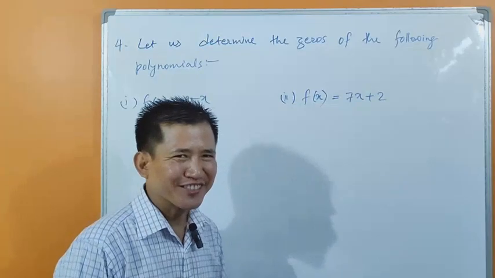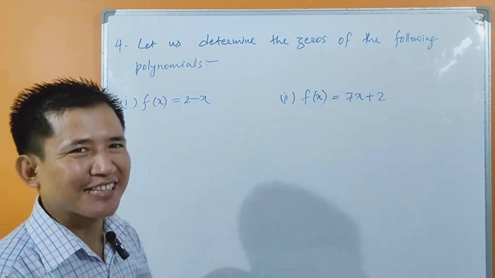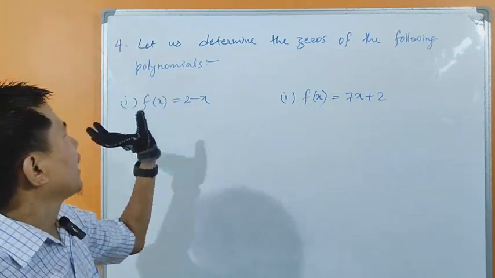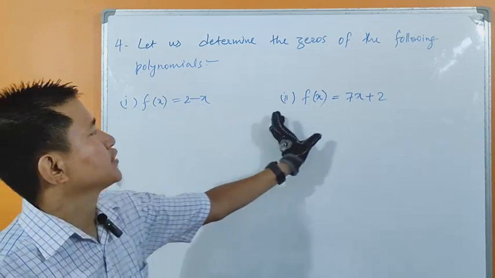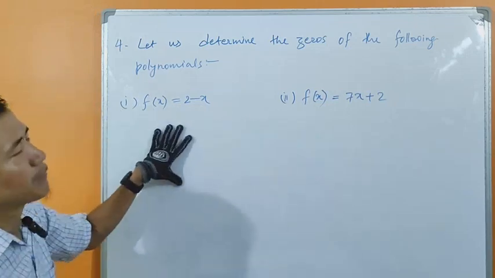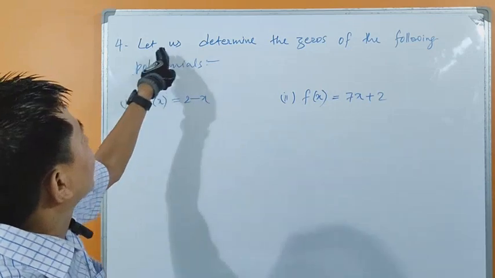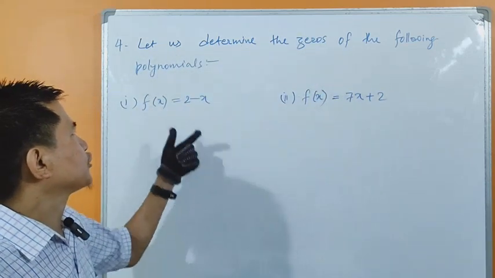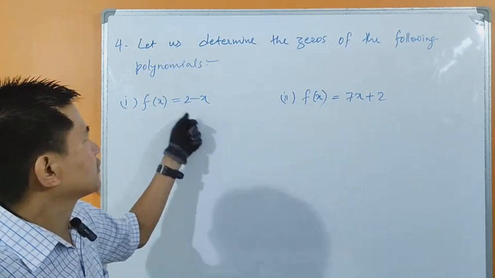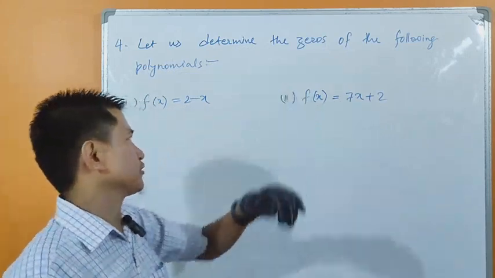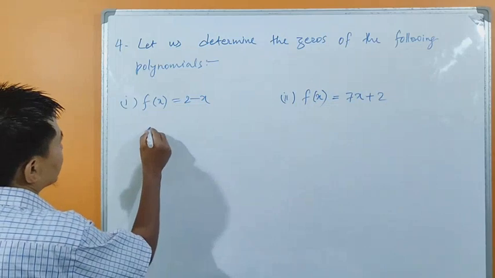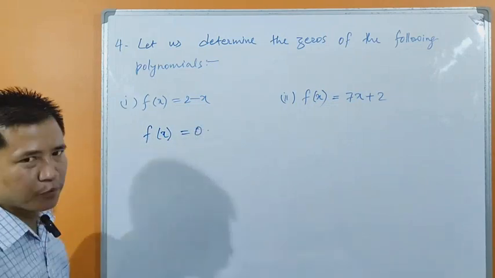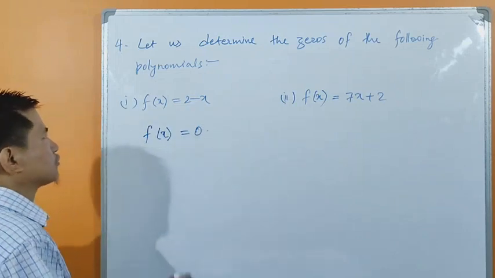Okay students, this is the last question from exercise 7.2. And question number 4, I have already copied sub number 1 and sub number 2. Let us begin solving these questions. Let us determine the zeros of the following polynomials. We are asked to find the zeros of the polynomial fx this and the zeros of the polynomial fx this. Zero of the polynomial means fx should be equal to 0.